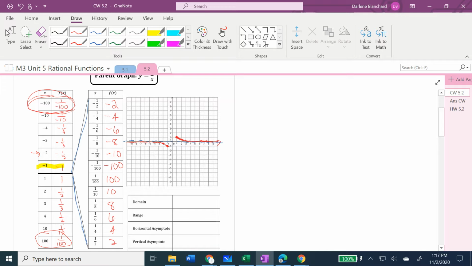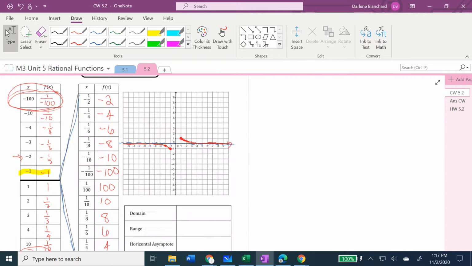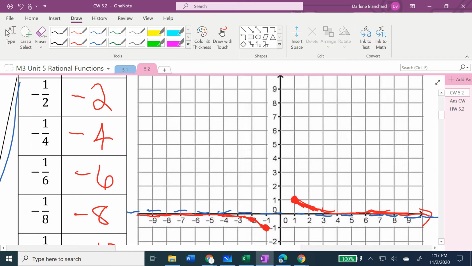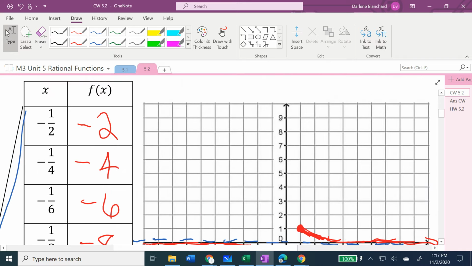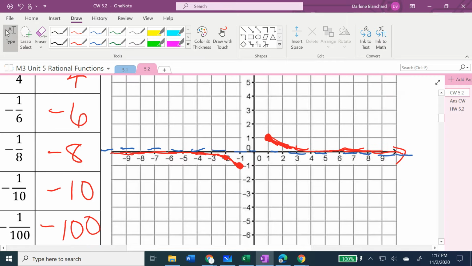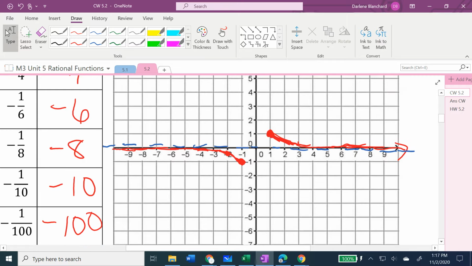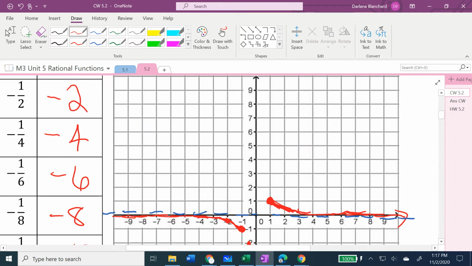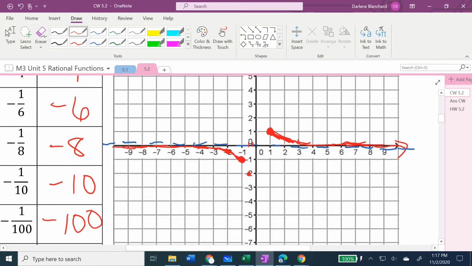All right. Now, I'm going to zoom in a little bit. And I'm going to start with -1/2, -1/4, -1/6. When x is equal to -1/2, we're down at -2. But when I am halfway there, so here's -1/2, -1/4, another halfway there, I'm all the way down at -4.